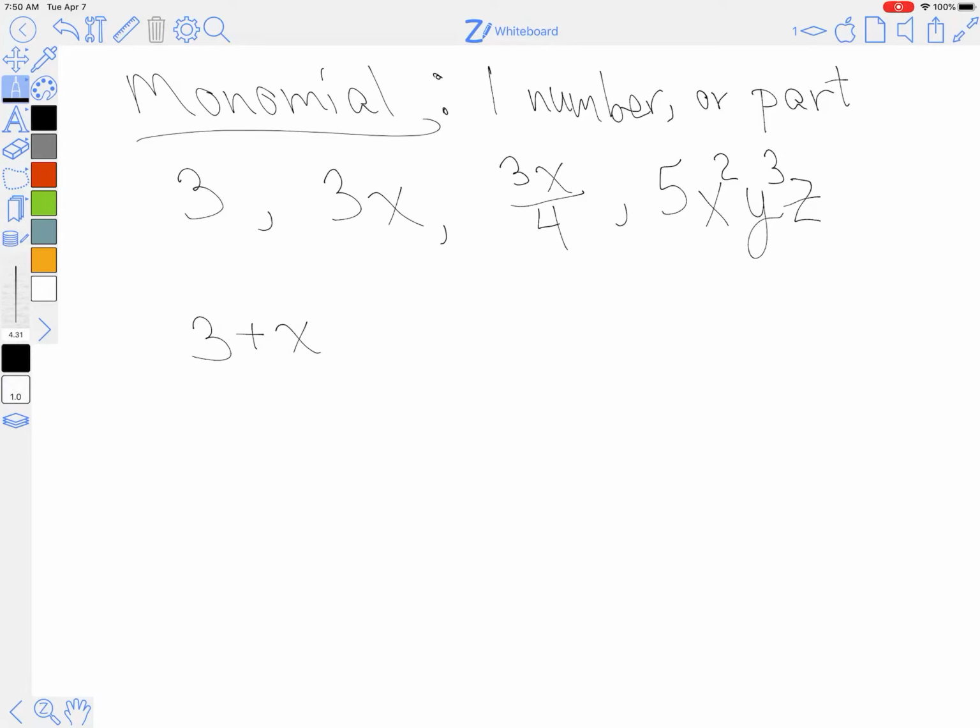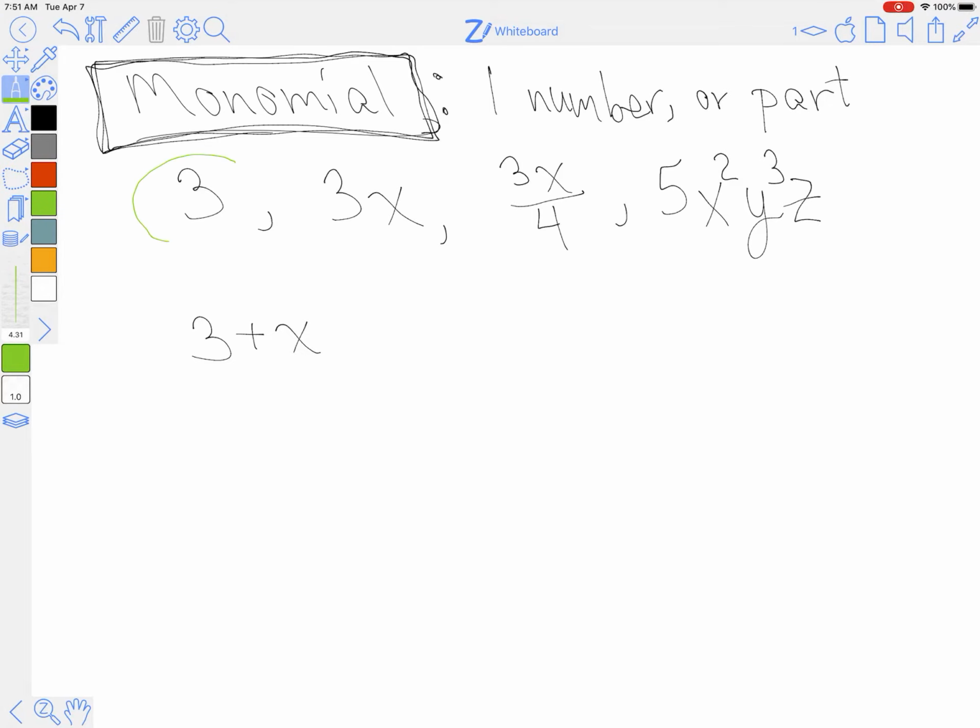All right, I'm going to talk to you a little bit about some of the topics you're going to go through in the Lesson 8.1 IXL topics. Just some of the vocabulary about polynomials and then adding and subtracting. So the first thing you see here on the screen is this word monomial, which means one number or one part. And I've got a bunch of examples listed here.